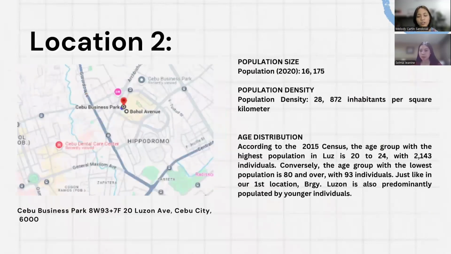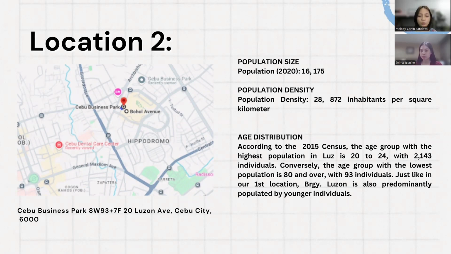Now, for our second location, it is the Cebu Business Park located in Archbishop Reyes Avenue corner Cardinal Rosales Avenue, Barangay Luz, Cebu City. For the population size, its population in the year 2020 is 16,175. Its population density is 28,872 inhabitants per square kilometer.